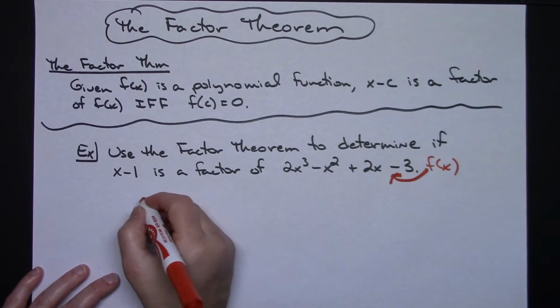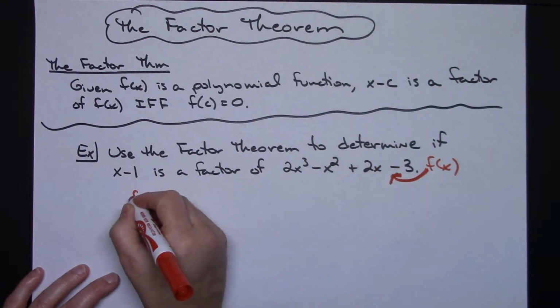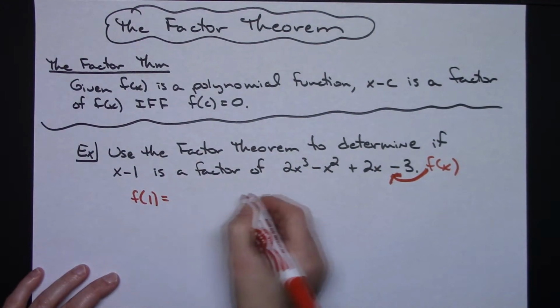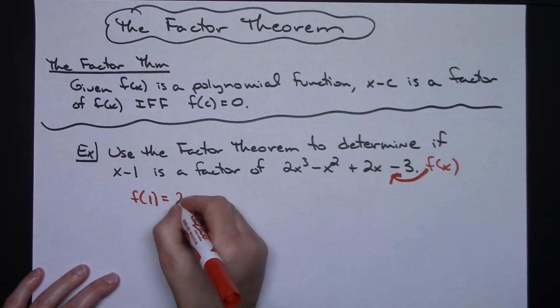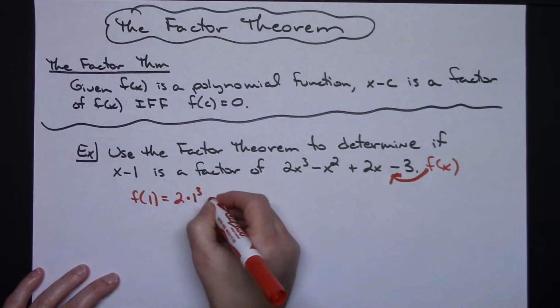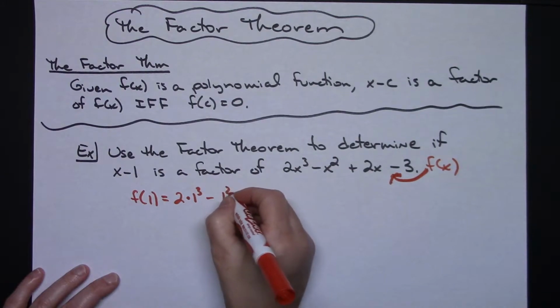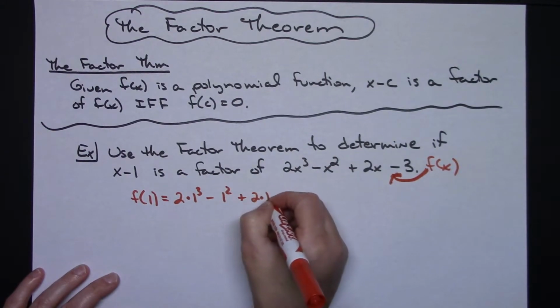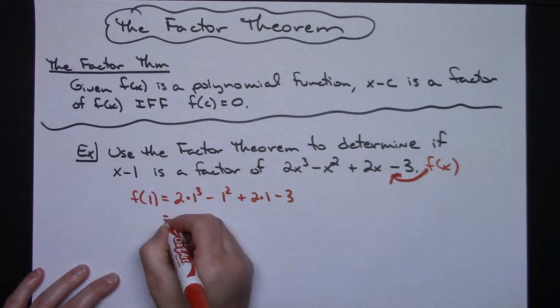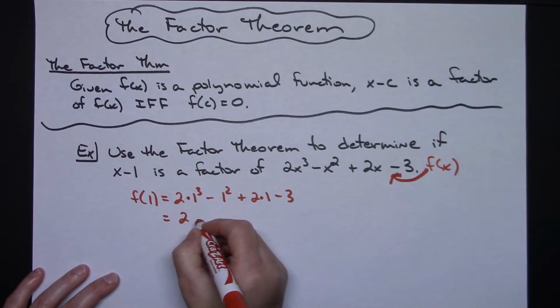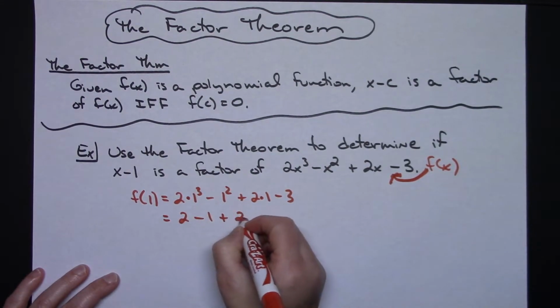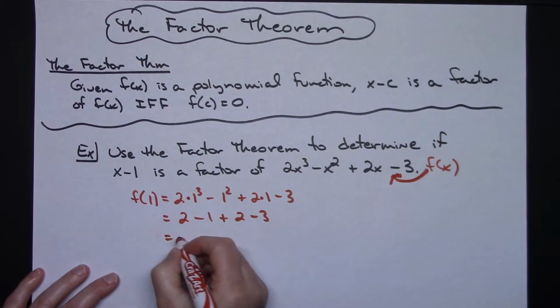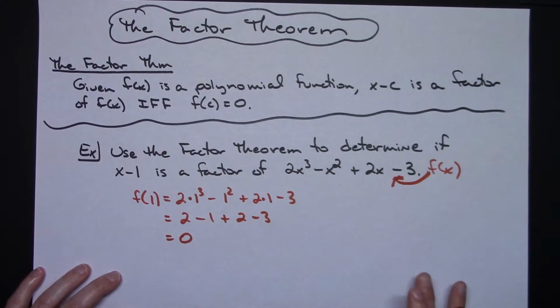Okay, so real quickly, assuming this is called f, I could say, okay, I'm going to evaluate f of 1. So that would be really simple here to do 2 times 1 to the third minus 1 squared plus 2 times 1 and then minus 3. That's going to give us a 2 here minus 1 plus 2 minus 3, which gives us an overall answer of 0.